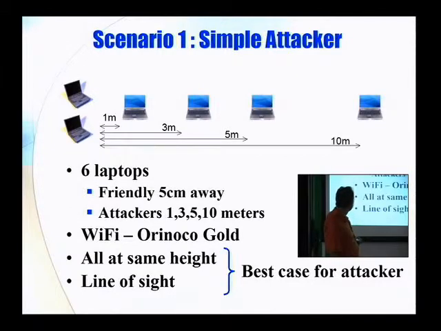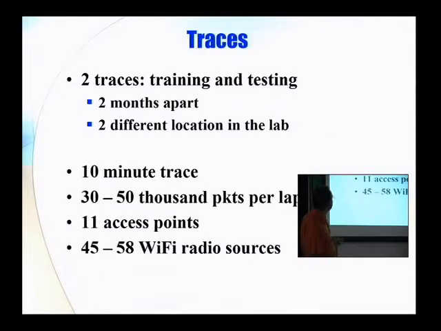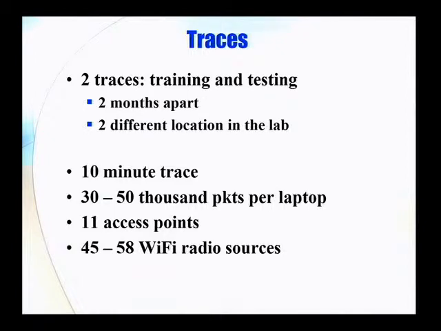All right. Another aspect of the experiment is that all devices are at the same height and there is line of sight. This actually turns out to be the best possible case for the attacker. As you will see, if there is no line of sight, then it's harder for the attacker. So the devices are monitoring the environment at the same time. We use this setting to collect 2 traces. One trace we use for training our classifier, and the other trace we use for testing it.